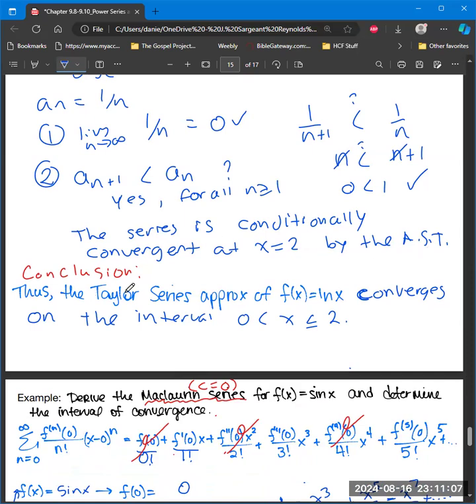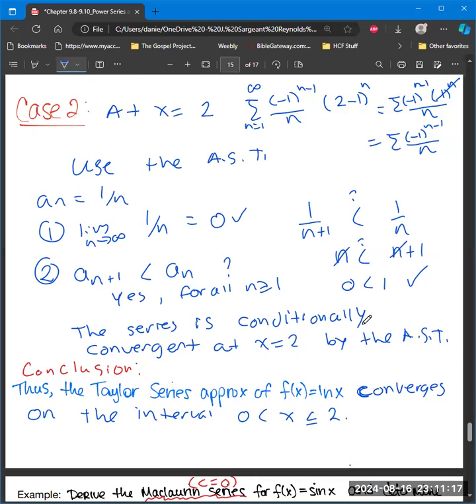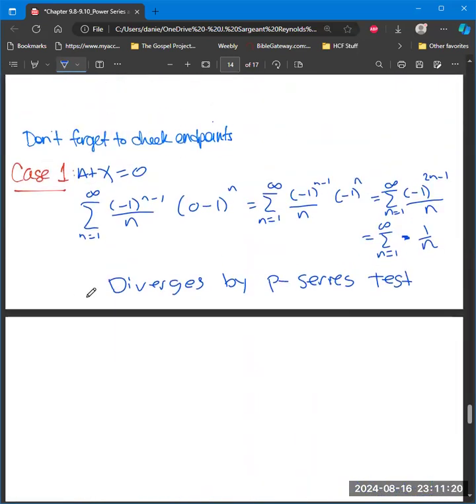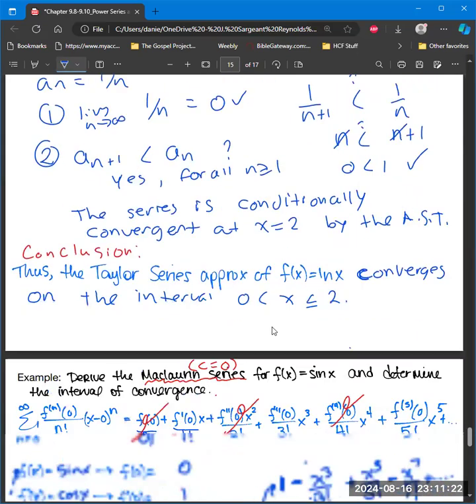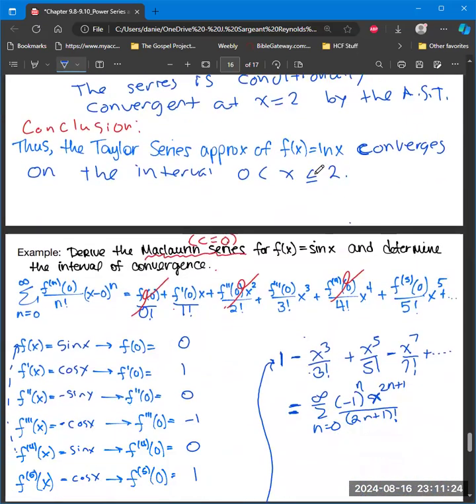So the conclusion that we come to is the Taylor series approximation of f of x equals ln of x converges on the interval 0 less than x less than or equal to 2. It did not converge at 0, diverged for the lower boundary, and converged conditionally for the upper boundary. So we have an interval of convergence of open on the lower side and then closed on the upper side. That's the other way we can write it with interval notation.